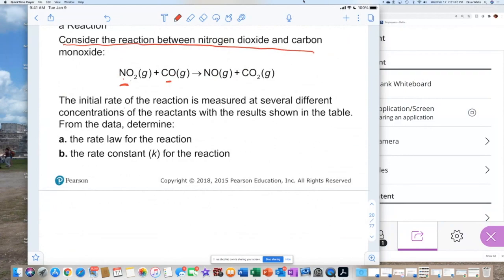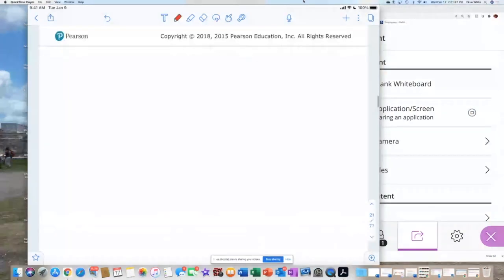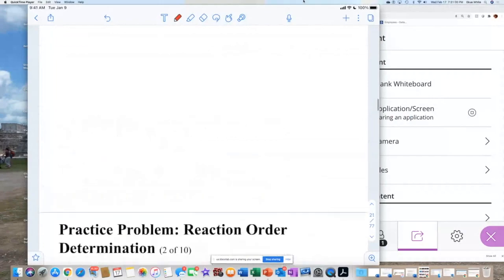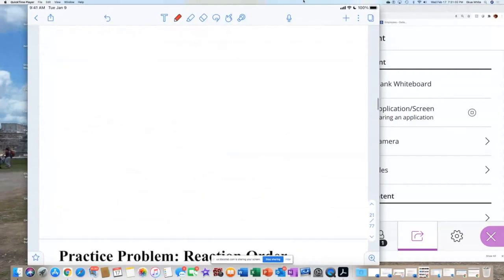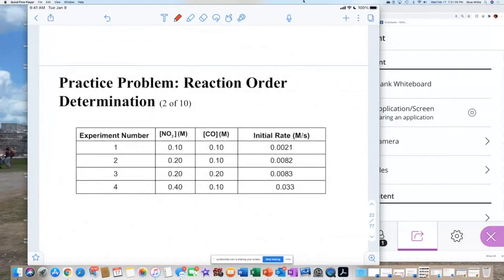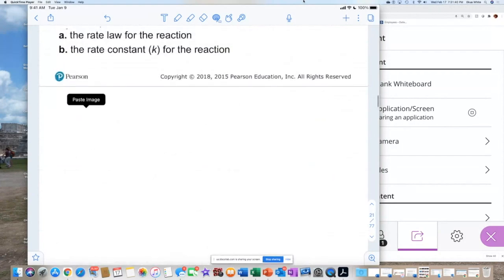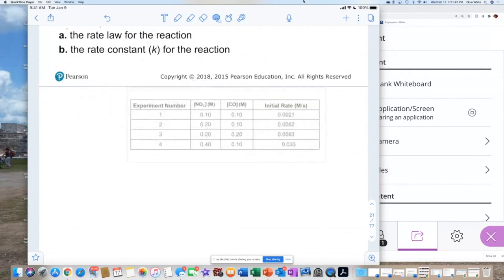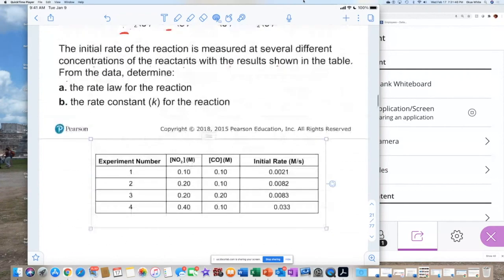The initial rate of the reaction is measured at several concentrations of the reactants with the results shown in the table. Where's the table? Oh, all the way down here. I need that table. Since the table is all the way down here, let me copy the table. I need that to solve the problems. So let's pretend it's up here, like I just moved it right here, because I need that to do my work.